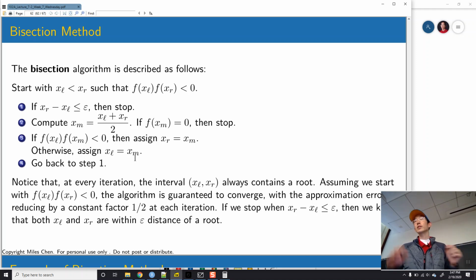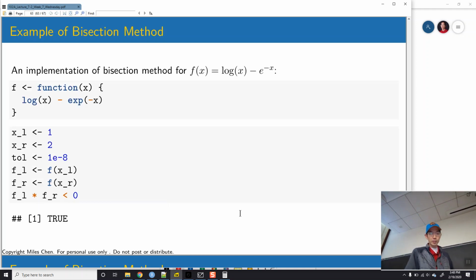Okay. And so that way we can make sure that the two sides of the interval, the value of the function, have opposite signs. And then we just repeat. Okay. And so this is just the explanation there, right? Okay, so here is our same function, log of x minus e to the negative x, okay? So this is the value of the function. We just start off at some arbitrary locations 1 and 2, and I say the tolerance is going to be 10 to the negative 8, okay?